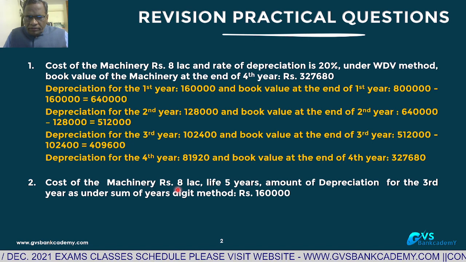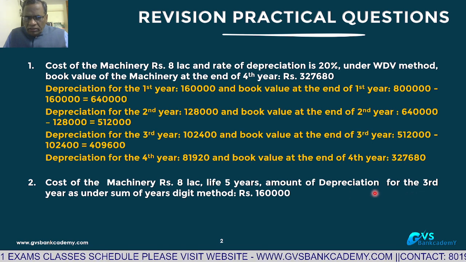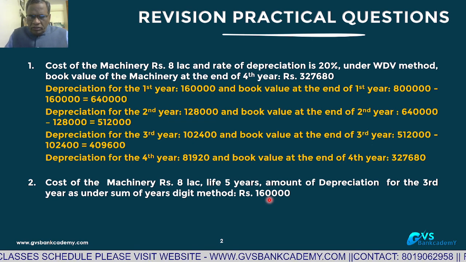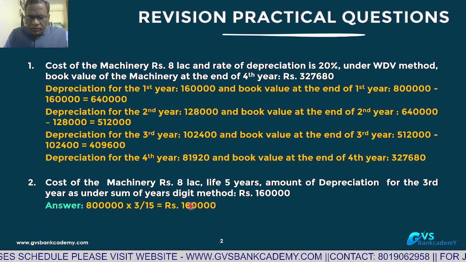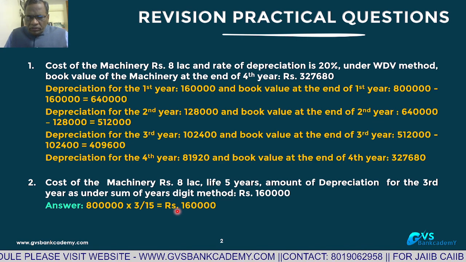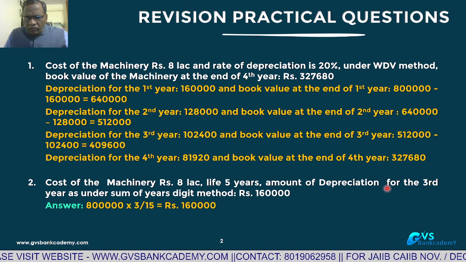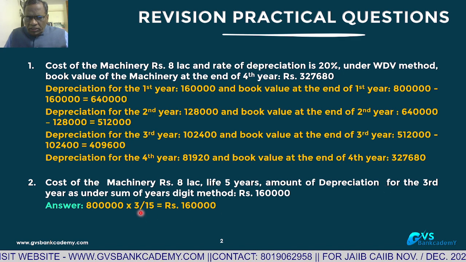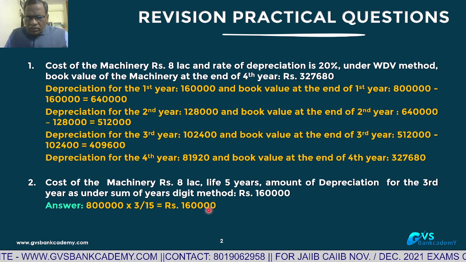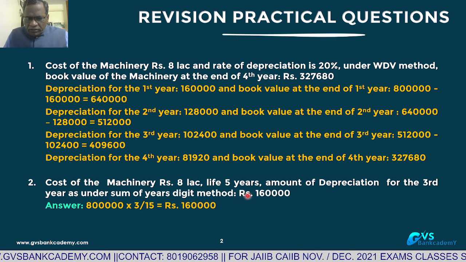Cost of the machine is 8 lakhs. Life of the machine is 5 years. Amount of depreciation for the third year under sum of years digit method, that is 1,60,000. How? Sum of years digit is equal to 5 plus 4 plus 3 plus 2 plus 1, that is 15. Now, third year depreciation: 5, 4, 3. Third year means 3. So, 8 lakhs into 3 divided by 15, that is 1,60,000, is the depreciation for the third year. This is the sum of years digit method depreciation.